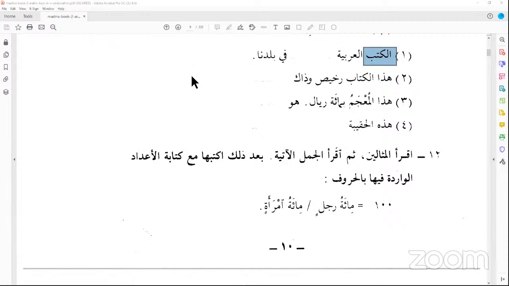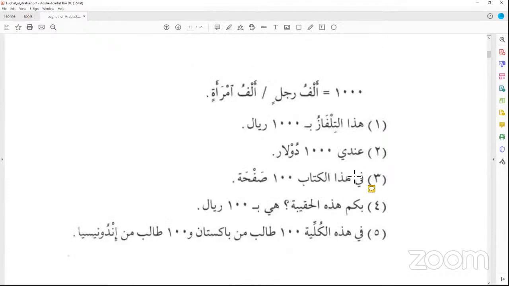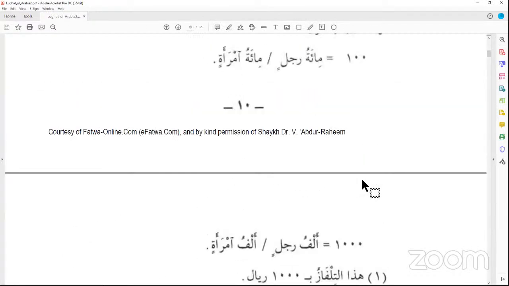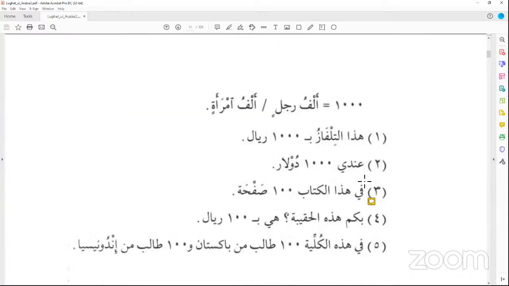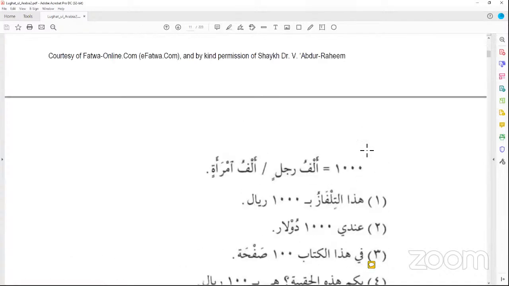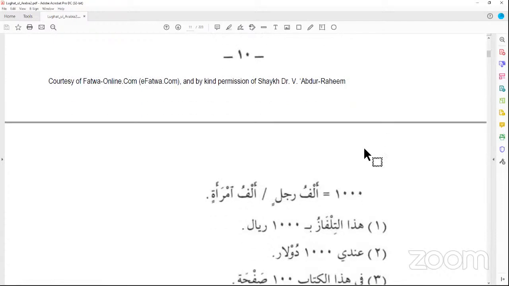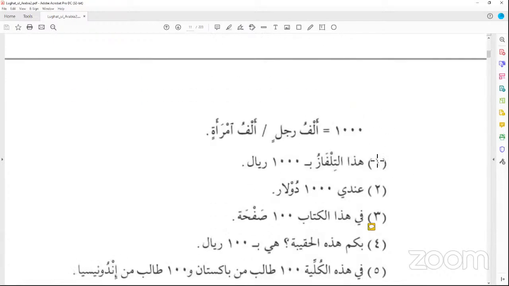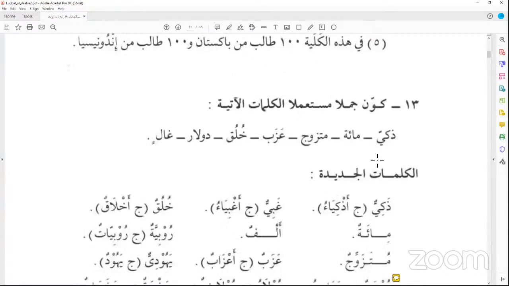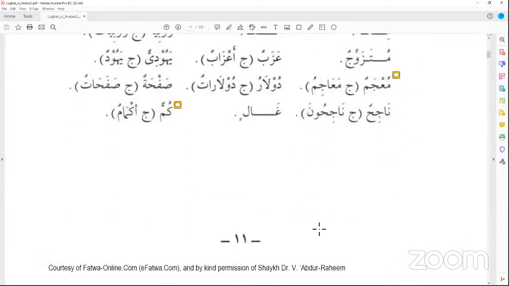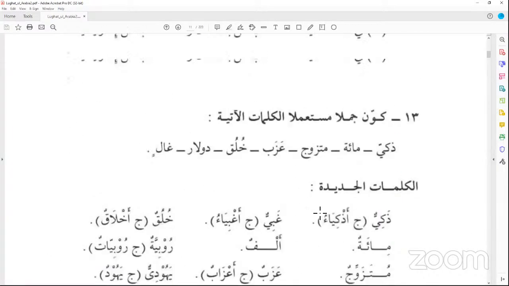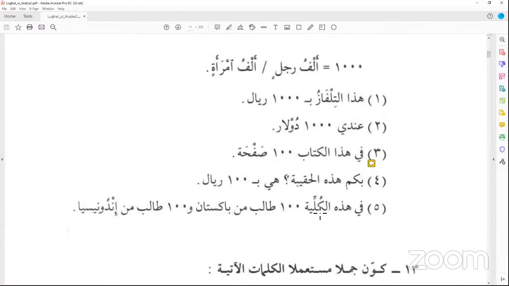Okay, so here it is. Brothers and sisters, what you have to do is replace the figures with the words in these sentences. In the previous book, this page is missing. Page number 11 is missing in that book. Now this is the new book.